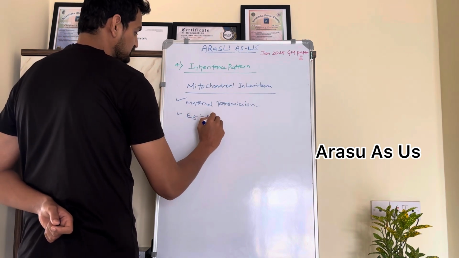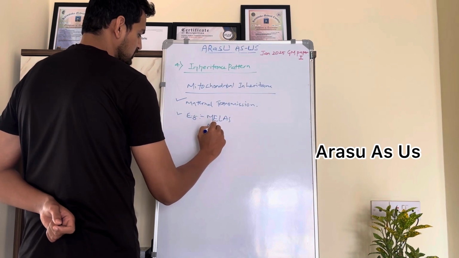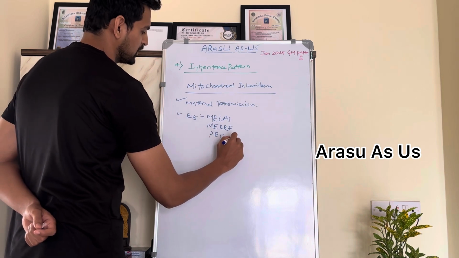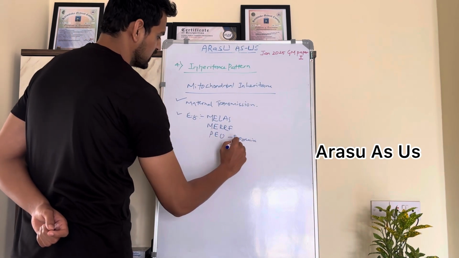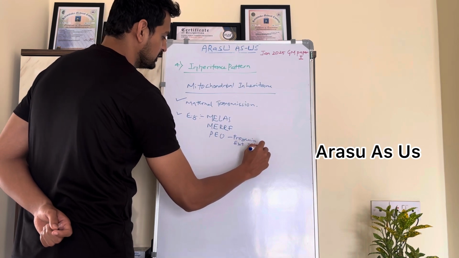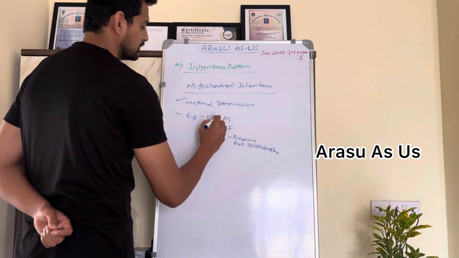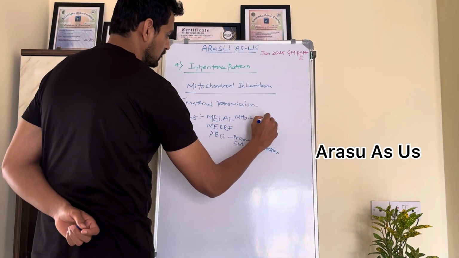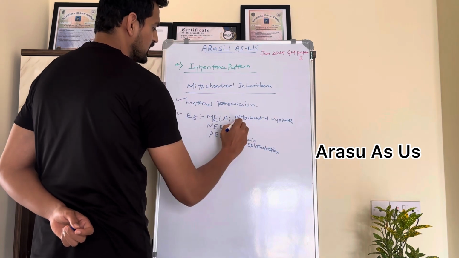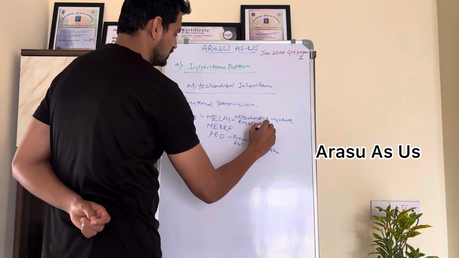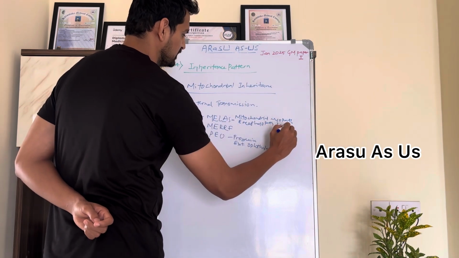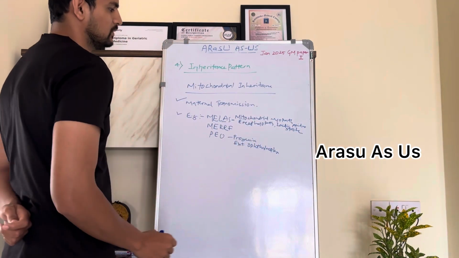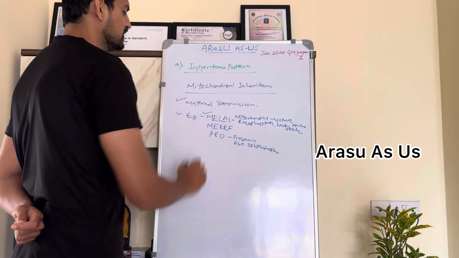You can consider MELAS, MERRF, even PEO, that is progressive external ophthalmoplegia. And you have to know the full form of these disorders also. Here, M is mitochondrial myopathy. E stands for encephalopathy. LA is lactic acidosis. And S for stroke. So these manifestations will be seen together in an individual. We can consider it as MELAS.